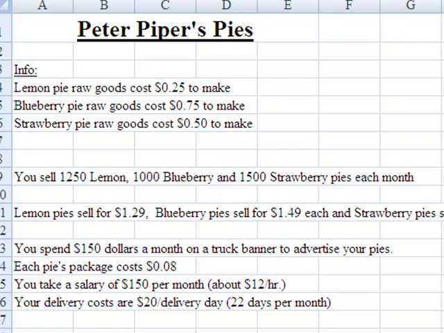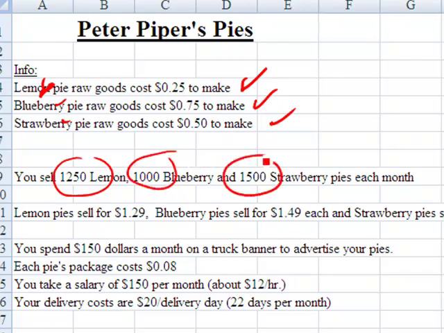So in this particular example, we're looking at these three pies right up here: lemon pies, blueberry pies, and strawberry pies. Cost to make them, 25 cents, 75 cents, and 50 cents for those different pies. We sell a couple of different volumes: 1,250 of the lemon, 1,000 blueberry, and 1,500 strawberry pies, and we sell them for three different prices. So as an entrepreneur, you will see that you have many times different prices of different products that you'll be selling.